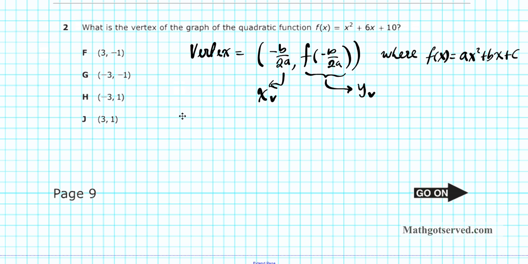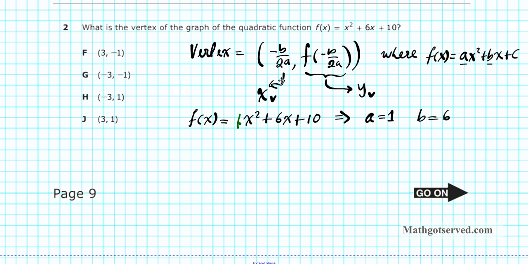All right, so let's go ahead and write down our function. F of x is equal to x squared plus 6x plus 10. We can see that the vertex is only dependent on a and b. So what is a and b here? A is the coefficient of the x squared, and b is the coefficient of the x, okay? So there's no number there. We can put in the invisible number, which is 1. So that would be our a, and b is 6, all right? So this setup implies that a has a value of 1, and b has a value of 6.